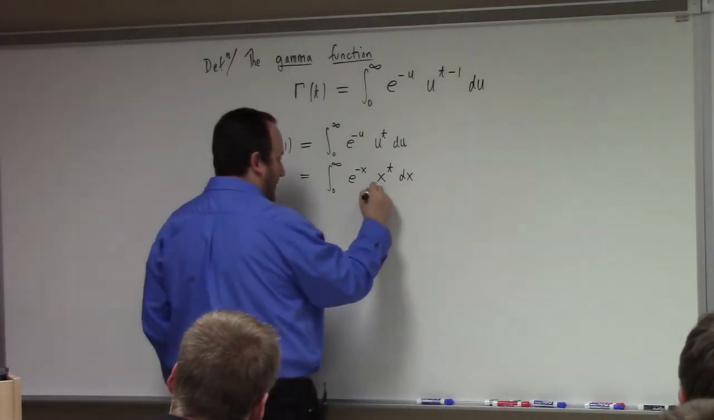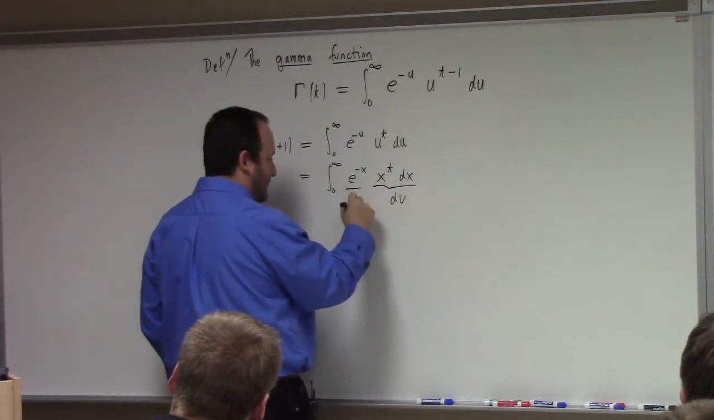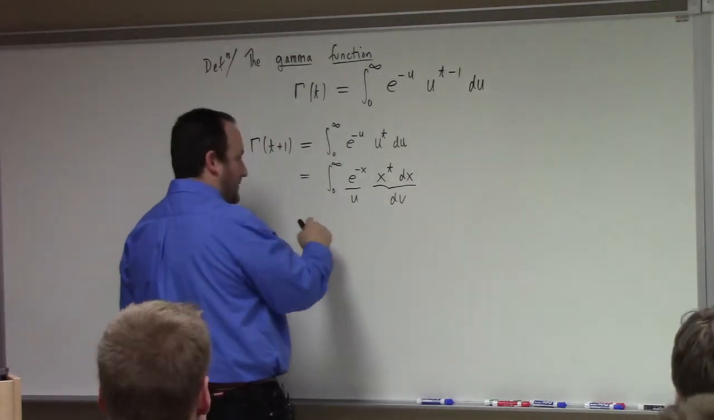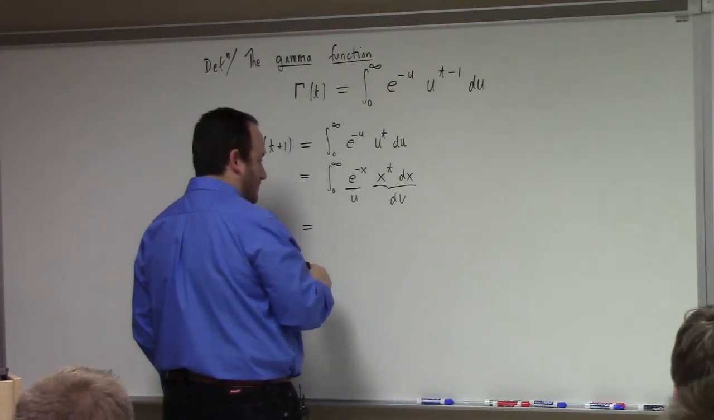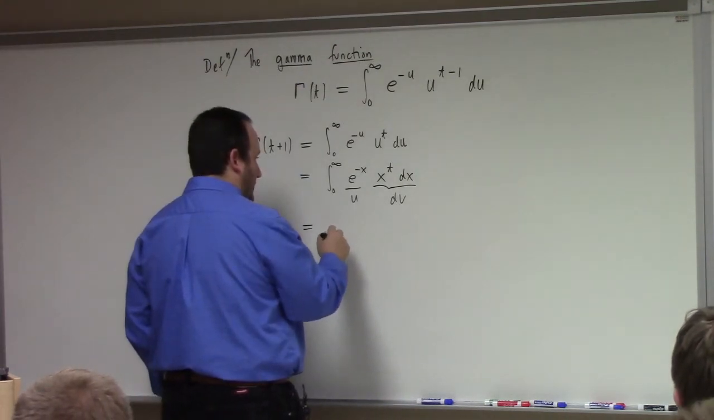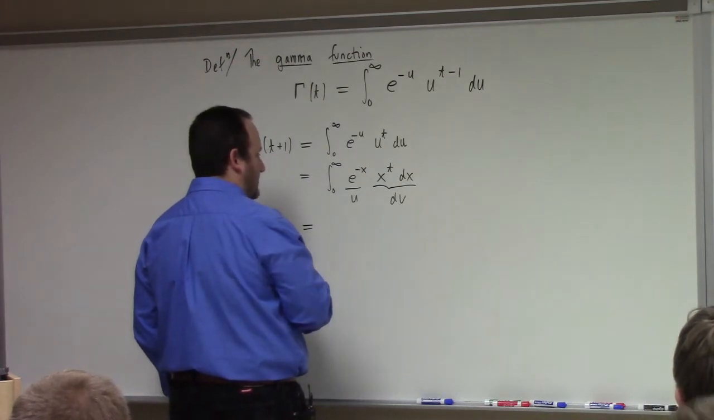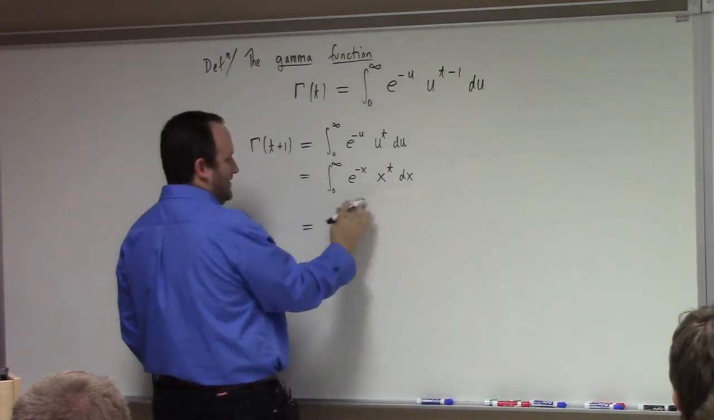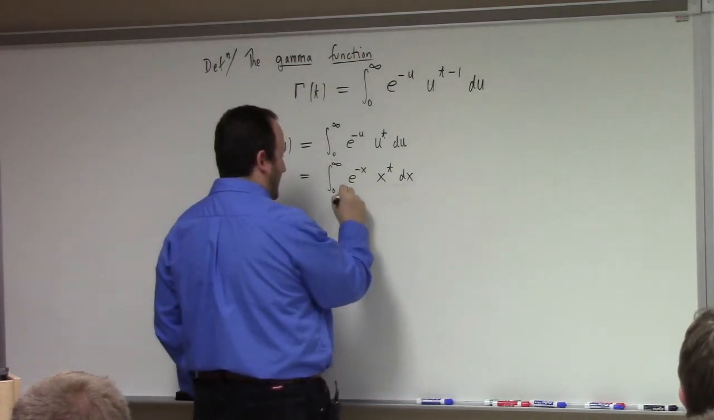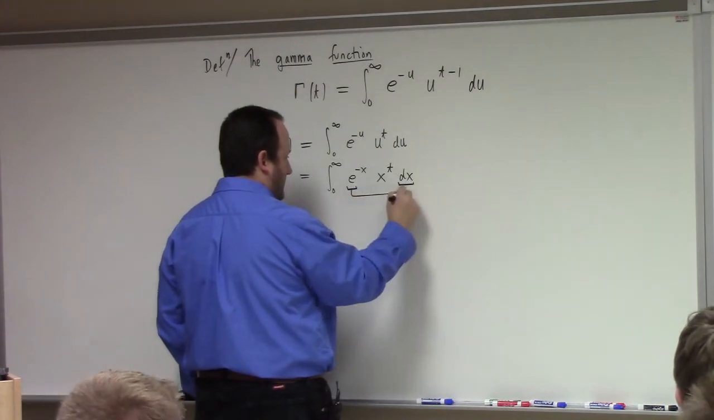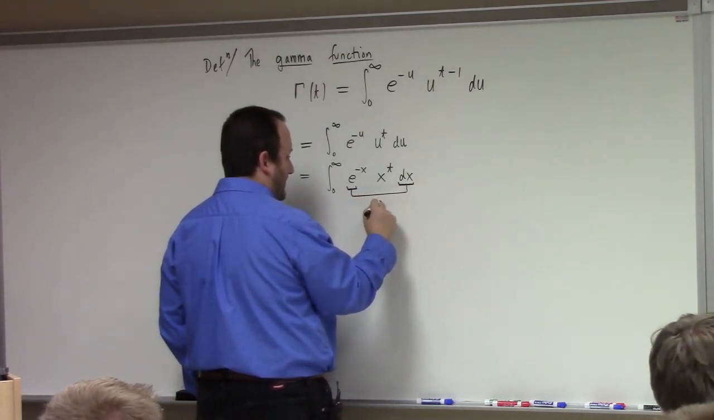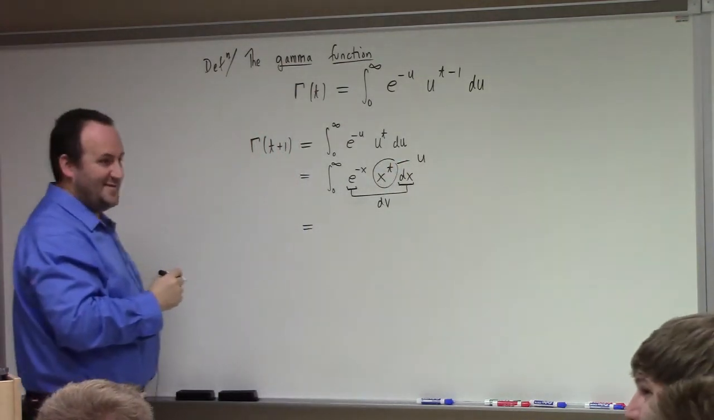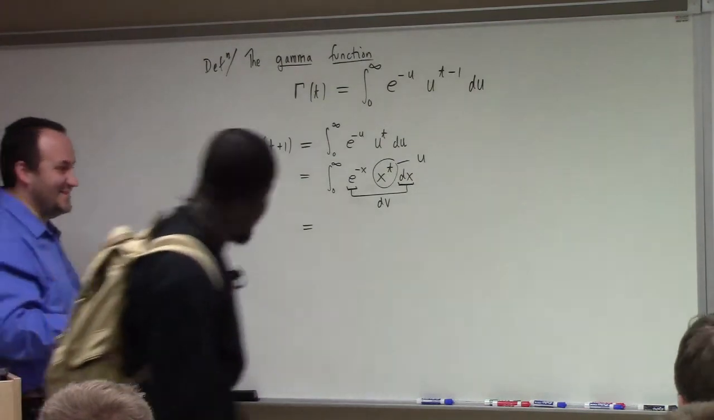So this would be my dv. This would be my u, right? So what's v? Yeah, 1 over, see, that feels wrong. No, I'm sorry, I'm doing this. Bad choice. So I'm going to make this my dv, and I'll make this the u. Okay.